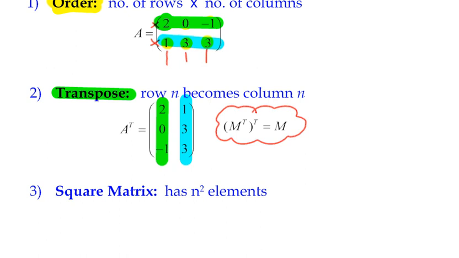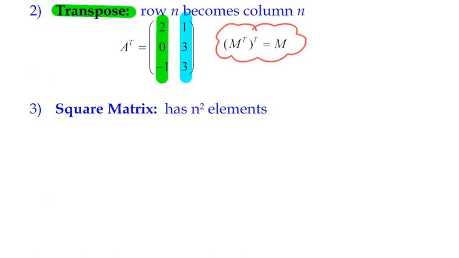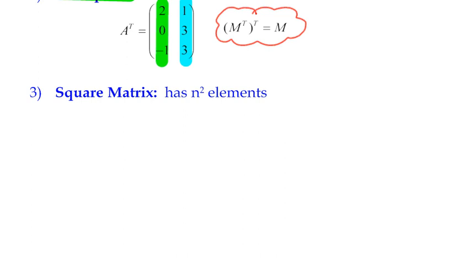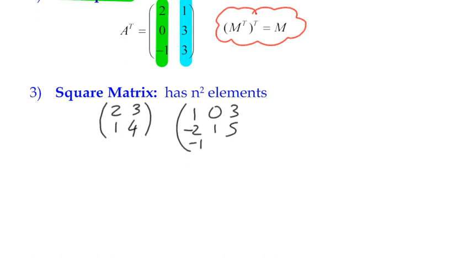And thirdly, it's just a little idea of a square matrix. Square matrices are really quite common in mathematical operations. A square matrix would be something that has effectively the same number of rows and columns. It has n squared elements, obviously. So that's just a little definition. So 3 quick things: the order, transpose, and square matrices.